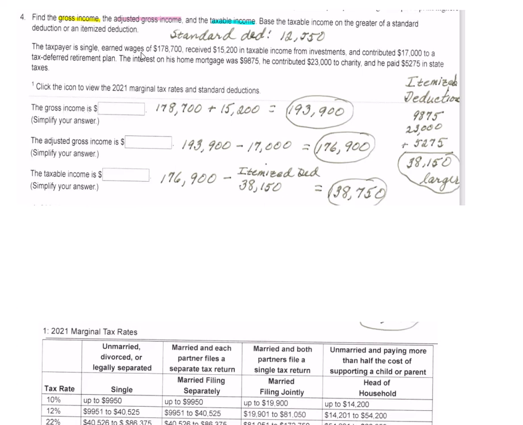All right, the gross income. He was a single taxpayer who earned $178,700 in wages and $15,200 in taxable income from investments. Okay, those are 2 forms of income. His gross income is adding those 2 together. His gross income is $193,900.